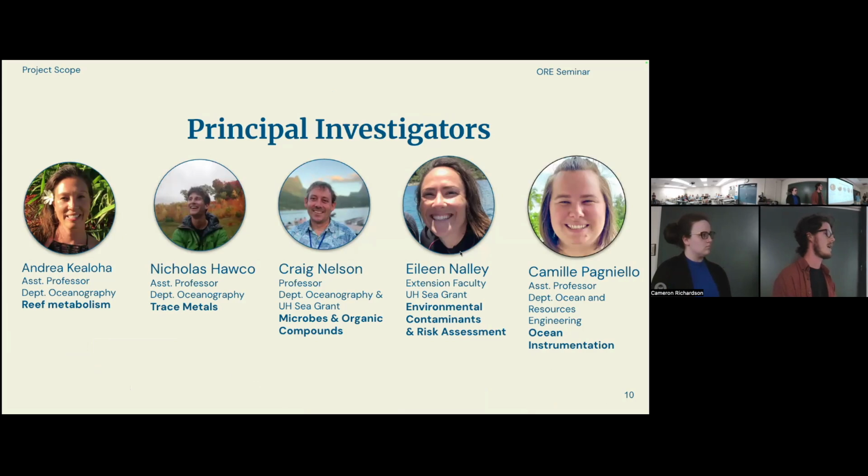designed to characterize the coastal biogeochemistry in Lahaina, and doing so in different metrics. So we have Andrea Kealoha working to understand reef metabolism through carbonate chemistry. And we have Nick Hako, who's trying to understand the trace metals and how they affect reefs as well. And then we have Craig Nelson, who's trying to come at it from a biological angle with microbes and organic compounds. And then Eileen trying to understand the environmental contaminants and risk assessment. And then Camille, who's coming at it from the engineering angle, and how can we sample all of these things and understand these processes.